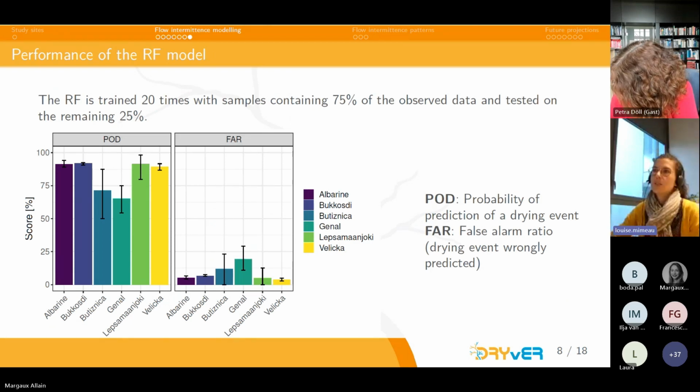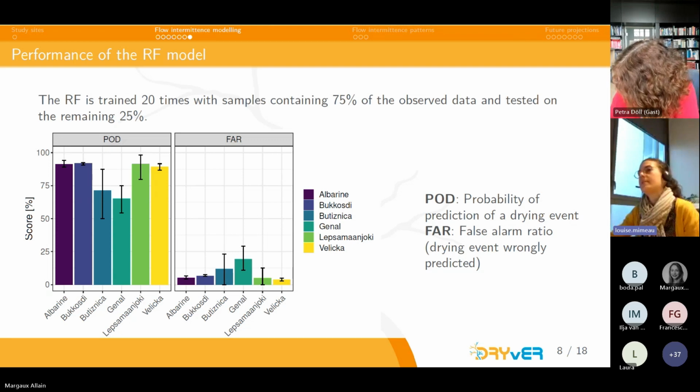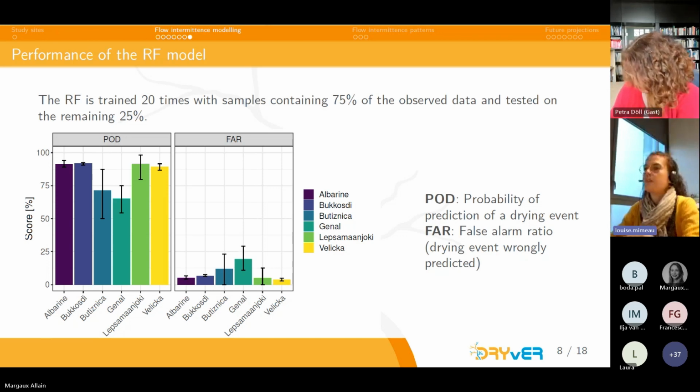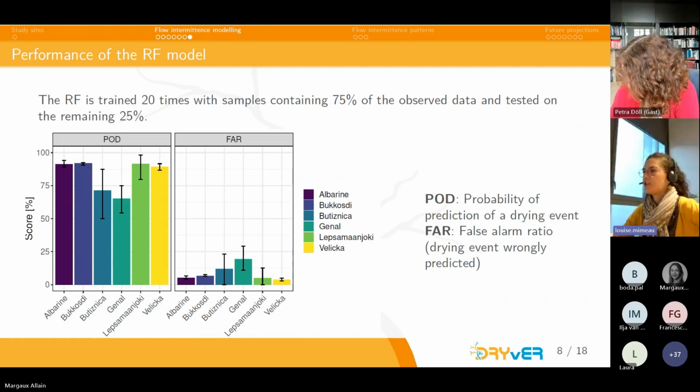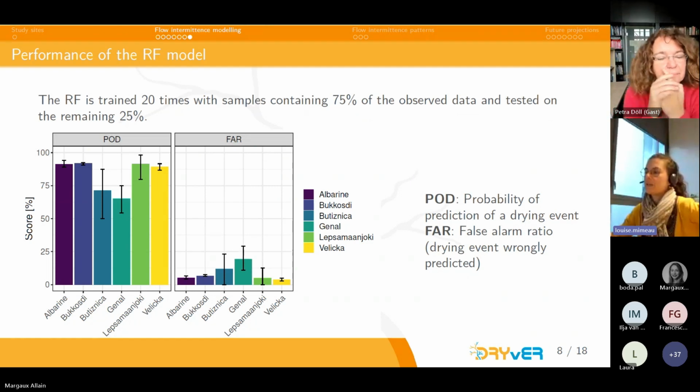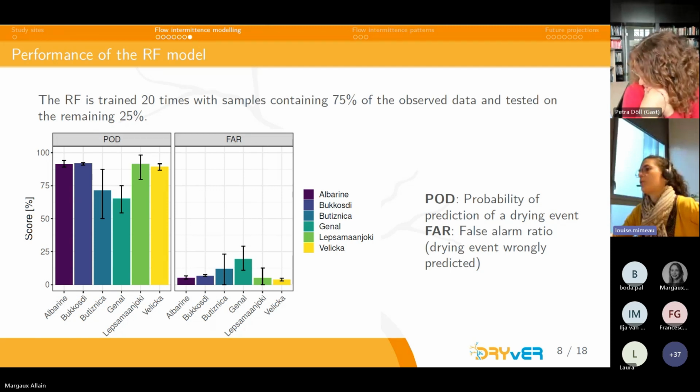And so then we try to evaluate the performance of the random forest model. So to do that, we trained the random forest 20 times with samples containing 75% of the observed data, and we tested the model on the remaining 25%. And we looked at 2 indicators to evaluate the performance of the model. First, the probability of prediction of a drying event, and also the false alarm ratio, which is the proportion of drying events that were wrongly predicted.